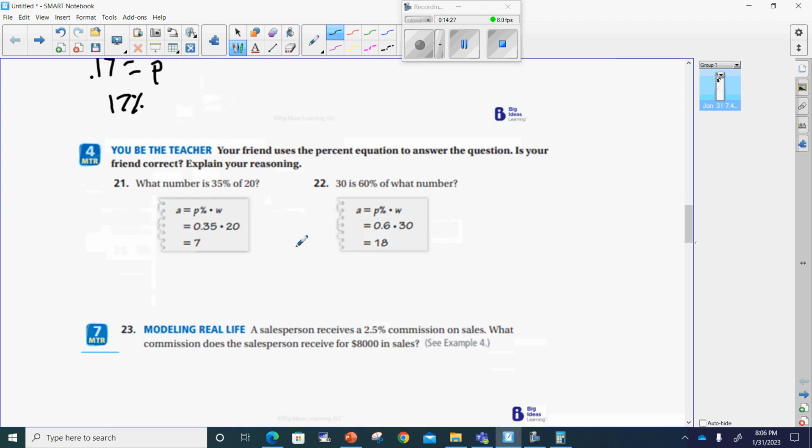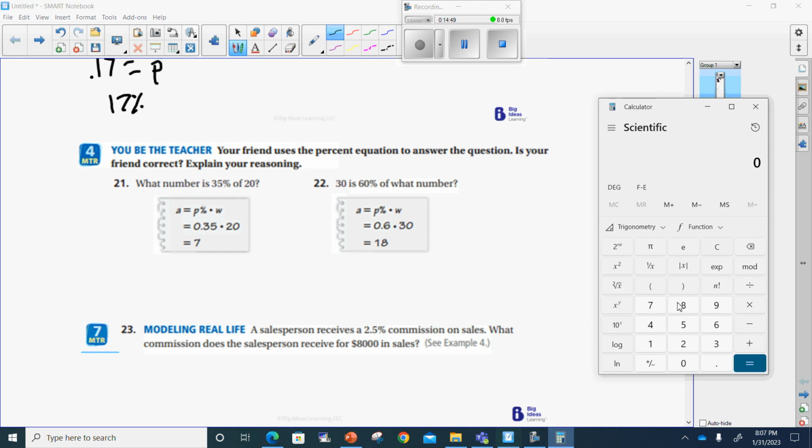Let's go to number 21 now. 21 says, what number is 35% of 20? It says your friend uses the percent equation to answer the question. Is your friend correct? He said, what number is 35%? Well, he moved the decimal over twice. He did the right thing there. Of 20, that is the whole number. And he said that 0.35 times 20 would give him 7. Let's see if that's correct.